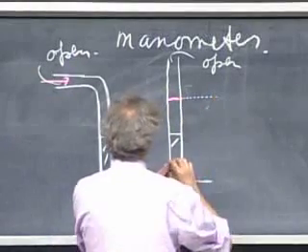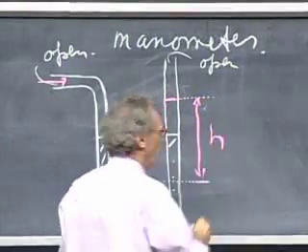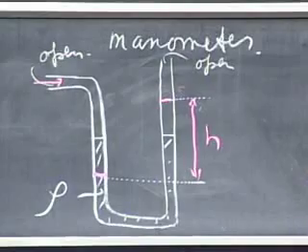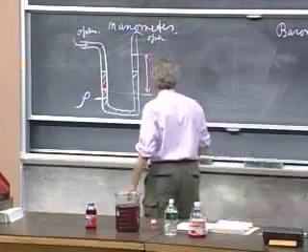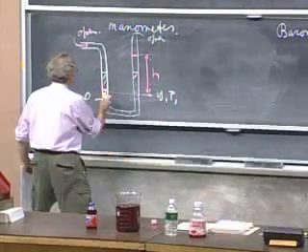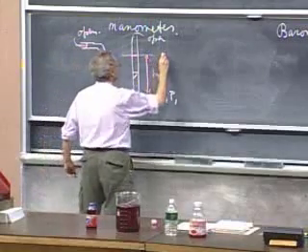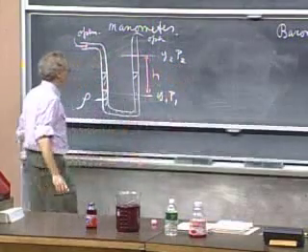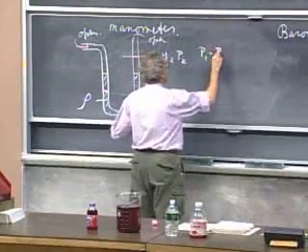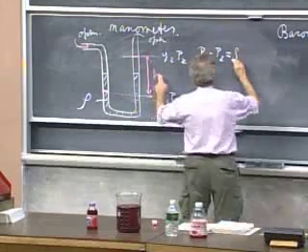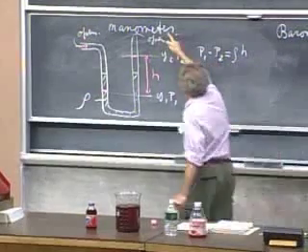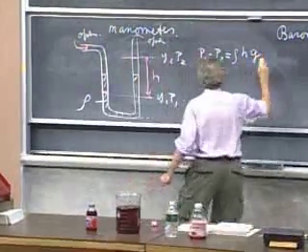And this height difference, let's call that h. And the density of this fluid is rho. We will use water for that. Call it water. So the pressure here at y1 equals p1, and the pressure here at y2 equals p2. And so p1 minus p2 equals rho times h. I apply the law that we still have here: p1 minus p2 equals rho times h times g.